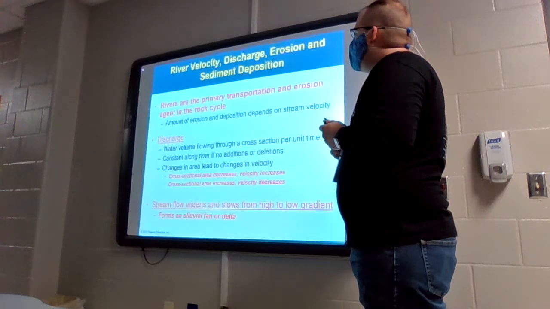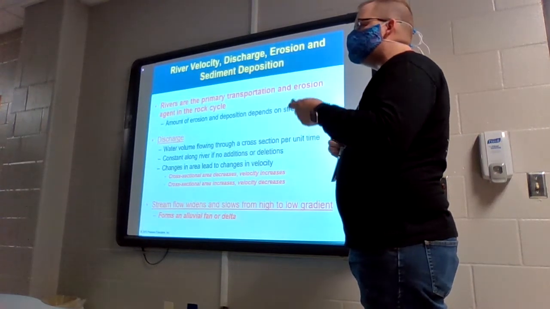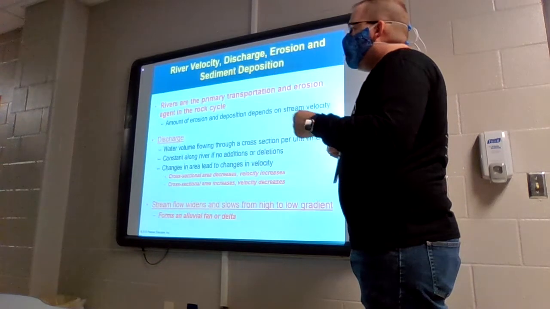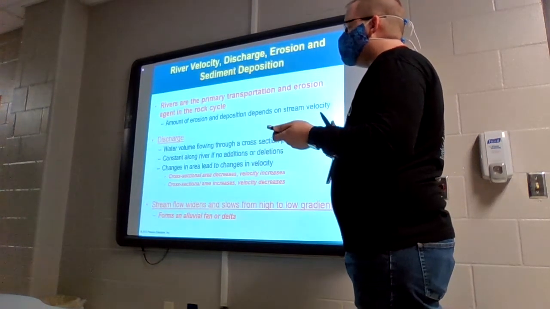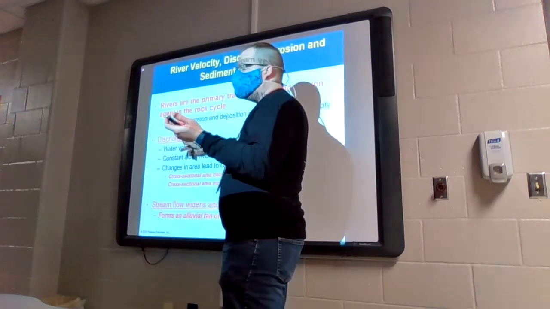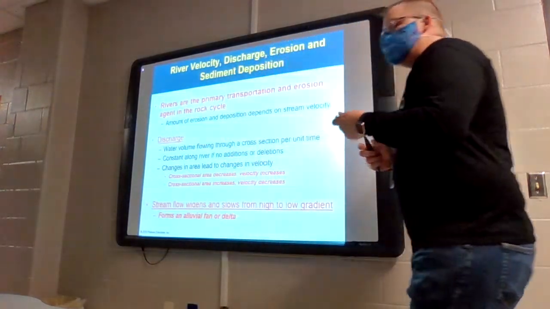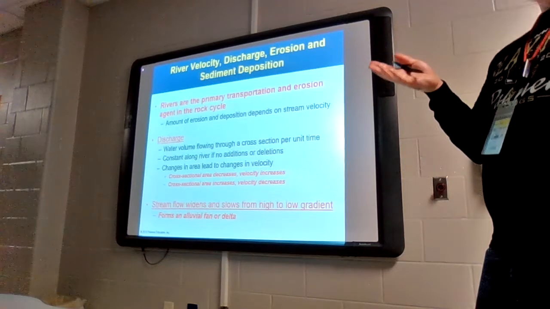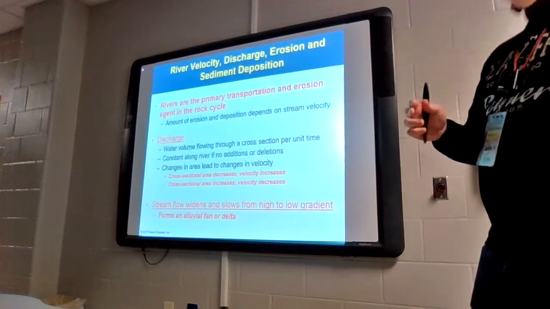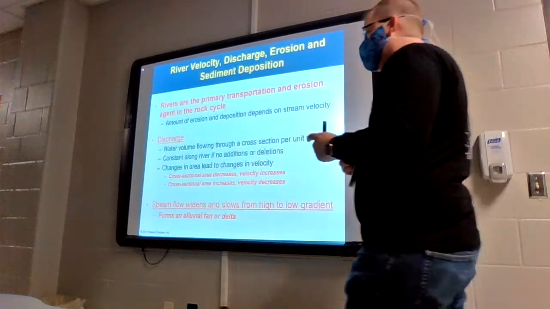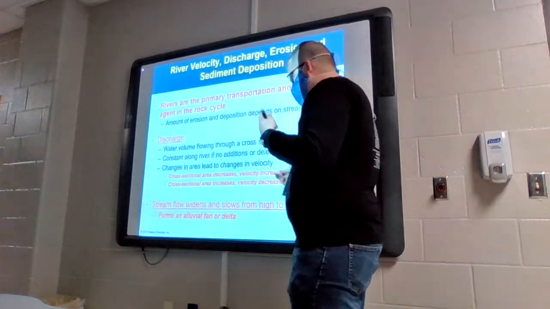River velocity, discharge, erosion. Obviously, the more water that's flowing and the faster it flows, the more erosion that you're going to have. And so when we talk about the discharge of a stream, it's going to be a volume per amount of time. So how many gallons per minute are crossing this particular section of the stream? That's what you're looking for.